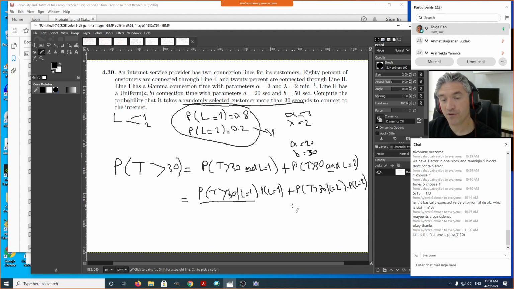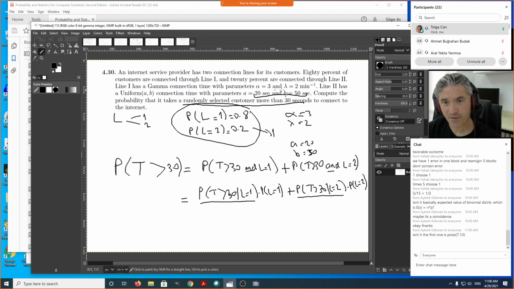So we are going to compute this probability first and then this probability second. And these probabilities are going to be weighted by their line probabilities, 0.8 and 0.2. So the solution is actually really intuitive in this case. For the second one, line 2, the uniform distribution is really simple to compute. The entire duration is like 30 seconds. And the probability that it is going to be between 30 and 50, this is going to be 2/3, right?